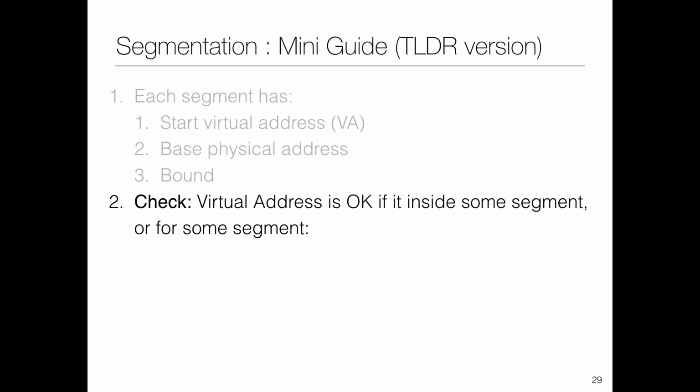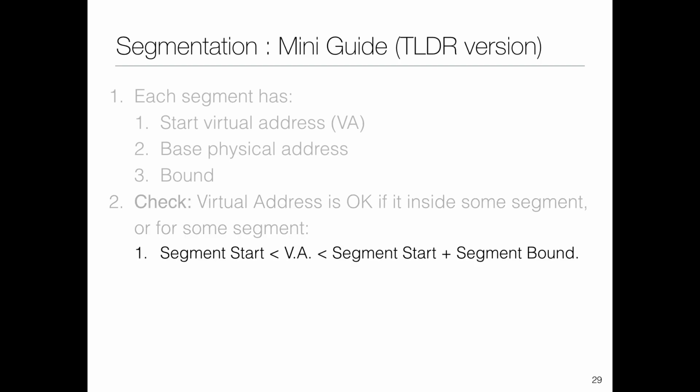How do we check if a virtual address is okay or not? The first thing you'll want to do is to check which segment the virtual address belongs to, and then for that segment you check whether the virtual address lies within the start of the segment to the segment start plus segment bound. Is this clear? Is this simple check clear to us?